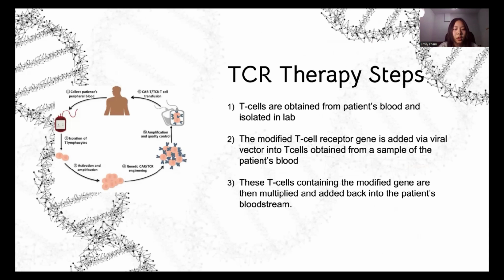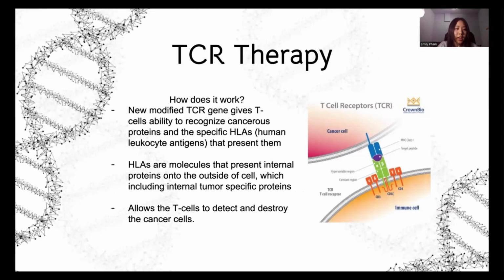The steps involve T cells being obtained from the patient's blood, the modified T cell receptor gene being added to these cells via a viral vector, and these modified T cells multiplying and eventually being added back into the patient. So, how does the TCR gene actually give the T cell the ability to kill the cancer cells? Basically, the TCR gene allows the cell to recognize certain cancerous proteins on the outside of the cell due to specific HLAs, human leukocyte antigens, which present the internal cancer proteins onto the outside of the cell. The T cell will then bind to this cancerous protein, allowing it to kill the cancer cell.